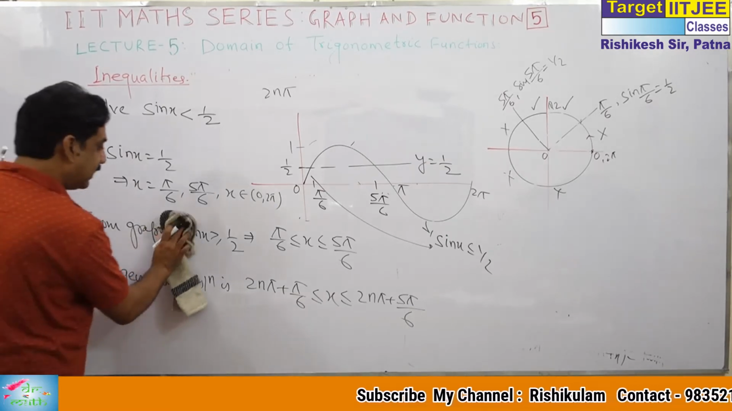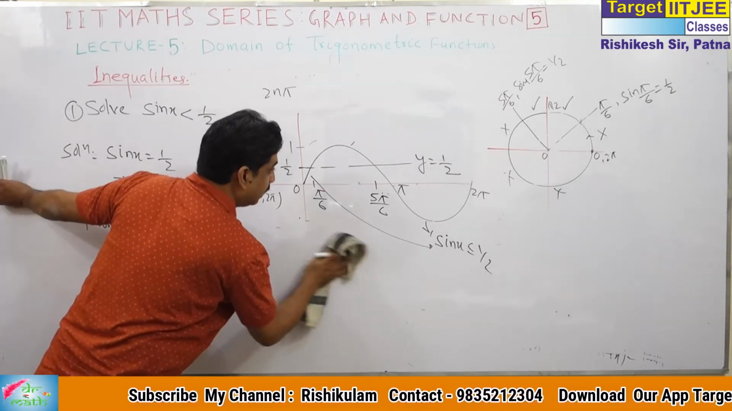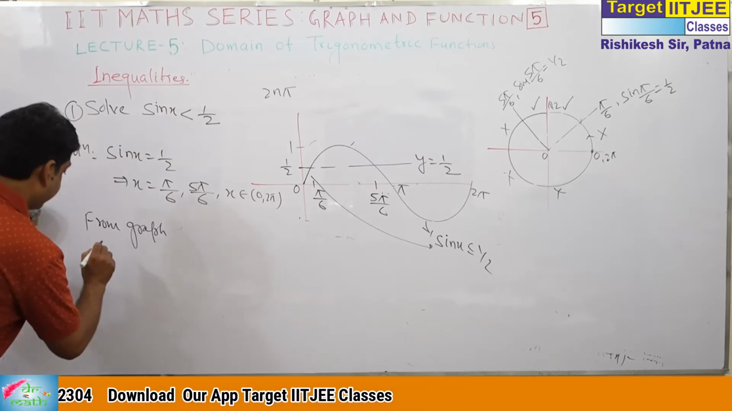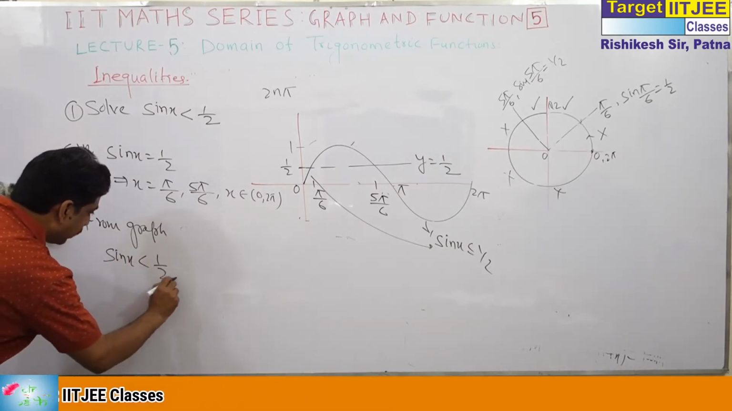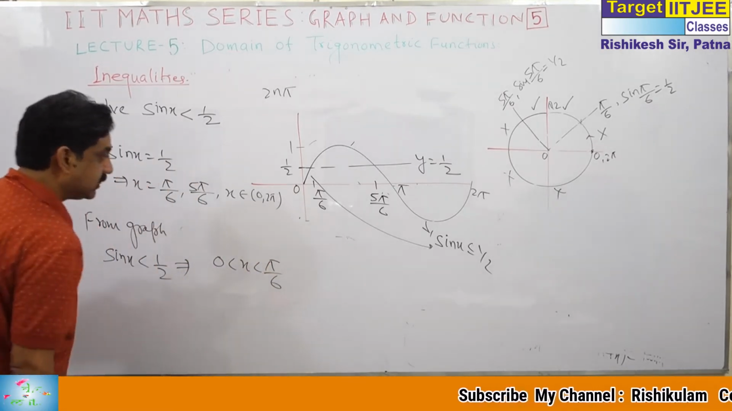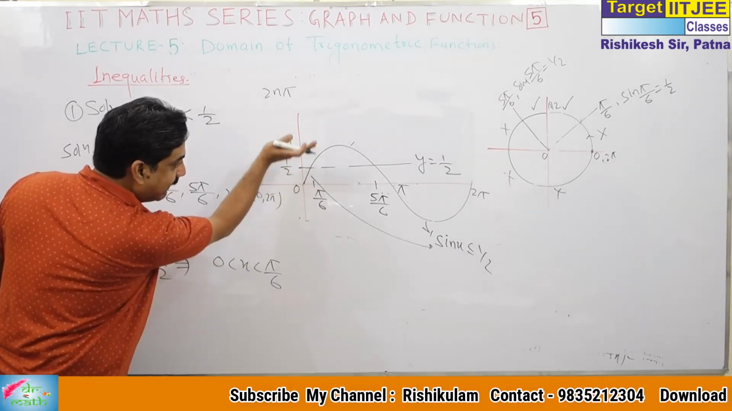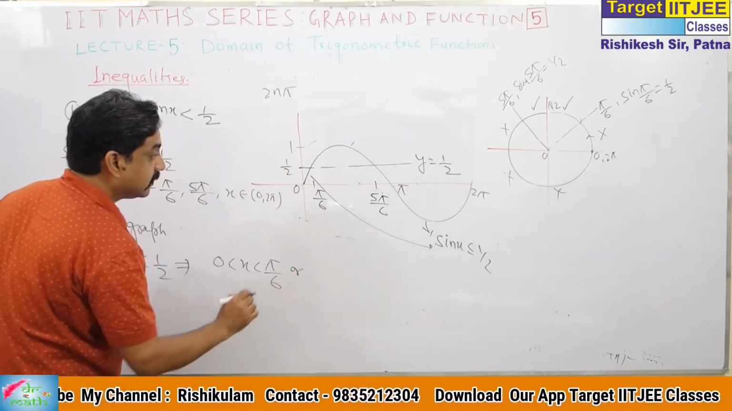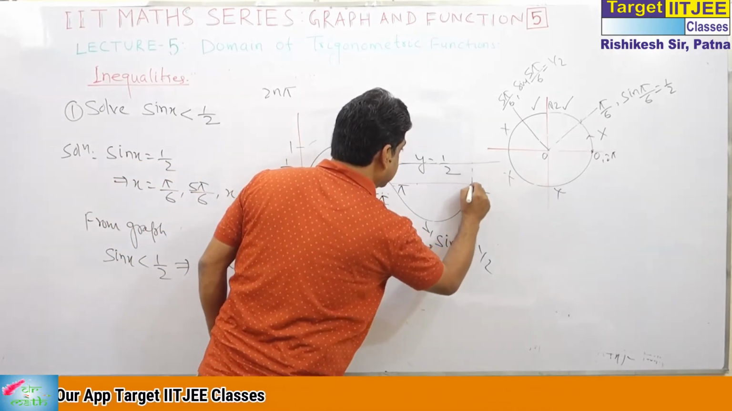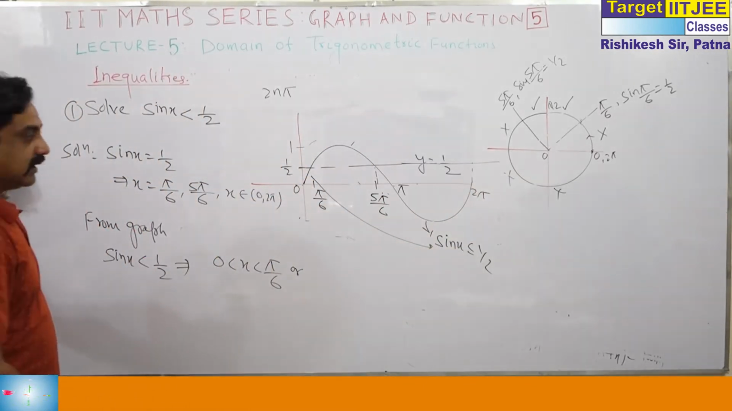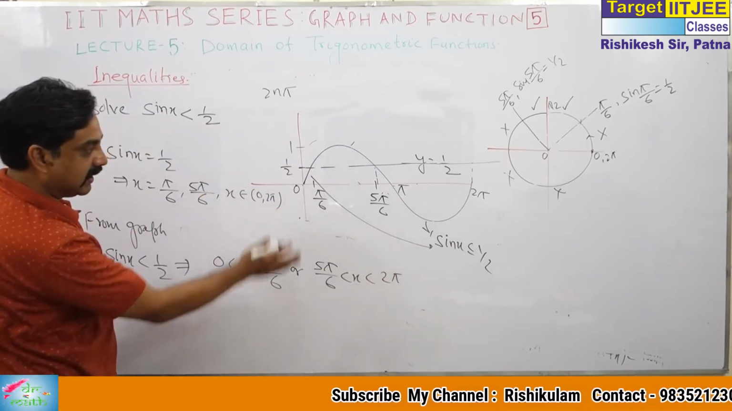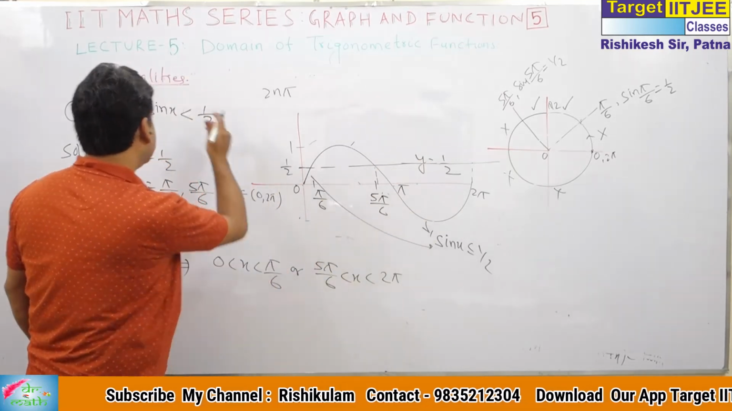Now, what can we see from the graph? Either from this or from this. From the graph, sin x less than 1 by 2 implies what? This lies from 0 to pi by 6. From 0 to pi by 6, this portion lies below 1 by 2. Or you can see from 5 pi by 6 to 2 pi. This again lies below the line y equal to 1 by 2. So this is less than 1 by 2.